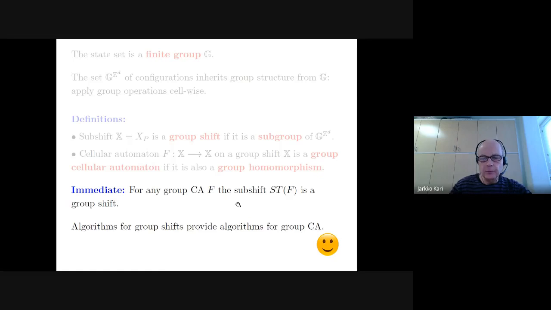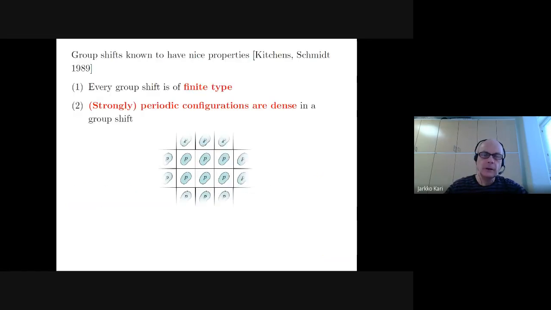All right. And the good thing is that we do have algorithms for group shifts. They are simpler objects than arbitrary shifts. Group shifts are much easier to handle by algorithms than arbitrary subshifts of finite type. And this is already known for a long time. These results are based on very nice properties proved by Kitchens and Smith already in 1989. I have two important properties that every group shift has that we can exploit to obtain algorithms.